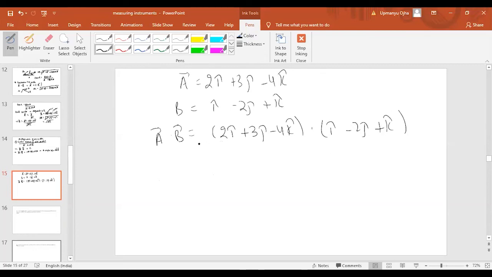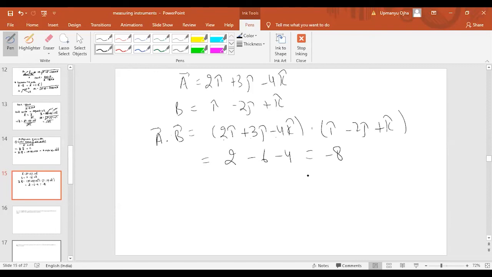Okay. Now, how to find the dot product? To find the dot product is very easy. Simply, you have to multiply I with I. Means 2I into I will give 2. Then 3 into minus 2 will give minus 6. Minus 4 into plus 1 will give minus 4. So value will come as how much? Minus 8. That is how we are multiplying A dot B. Simply you have to multiply 2 I vector with I vector. Means 2 into 1, 2. 3 into minus 2, minus 6. Minus 4 into 1, minus 4. So the value will come as minus 8.